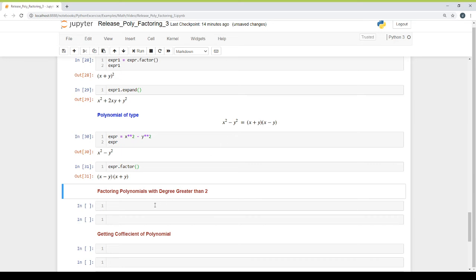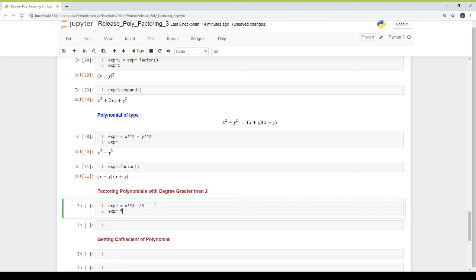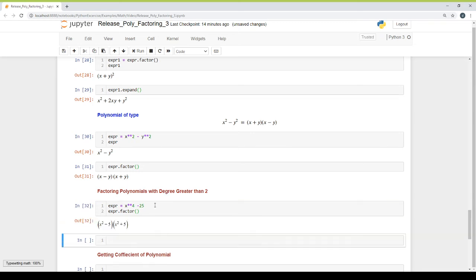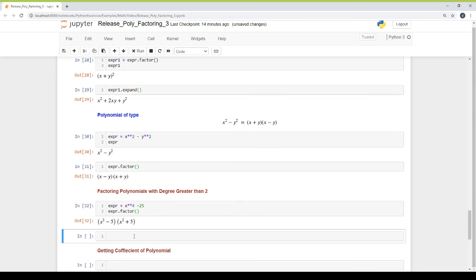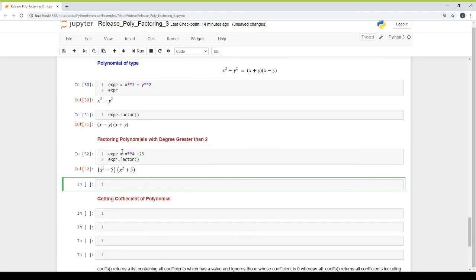Factoring a polynomial with degree greater than 2, the method is the same. We have to call the factor method. The process is the same. Expression is equal to, now the degree is 4, x to the power 4 minus 25, expr dot factor, and the result is x square minus 5 times x square plus 5. We are reducing this polynomial to the lowest degree form, or we are simplifying the polynomial by factoring.